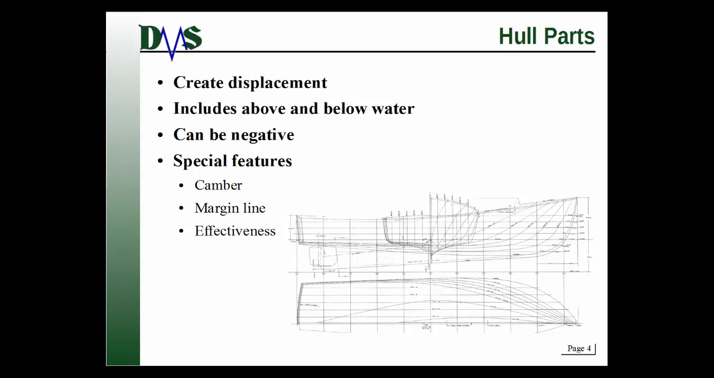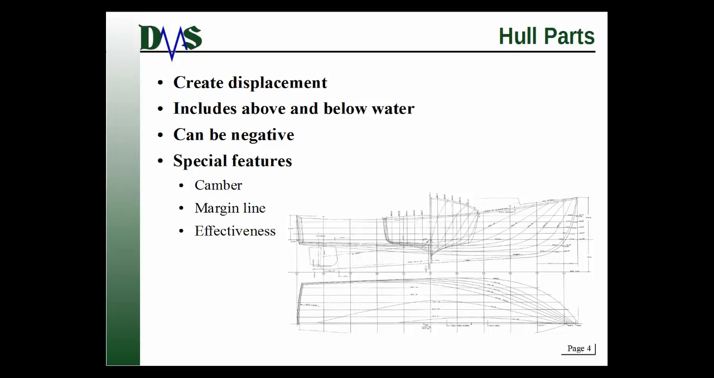They can have a negative displacement. This is especially useful for creating holes in a hull. For example, if your hull had a bow thruster in it, it's actually quite a bit easier to model the shape of the general hull and then add in a second part, which is subtracting out that void of the bow thruster.